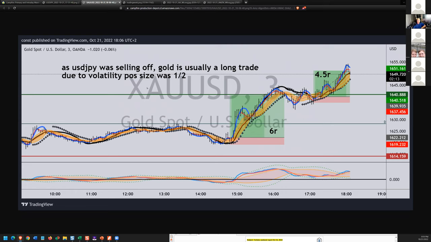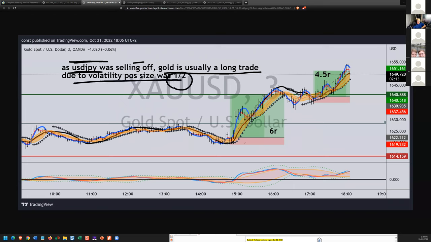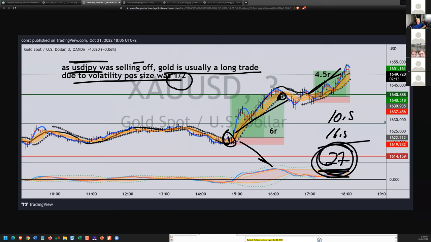Because Constantine specializes in gold and the dollar, he knows that when the dollar Japan pair is selling off, gold is quite often a long trade. Because there was so much volatility, he just took a smaller trade. And so as Japan was collapsing from this point, gold versus the dollar is rising. He pockets six and 4.5, so that's 10.5 and 16.5. 27. Not too shabby.